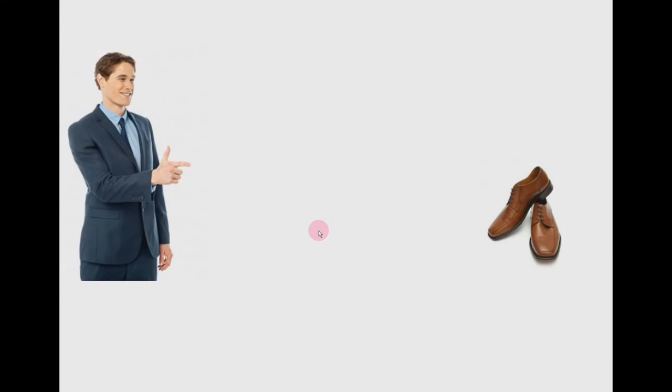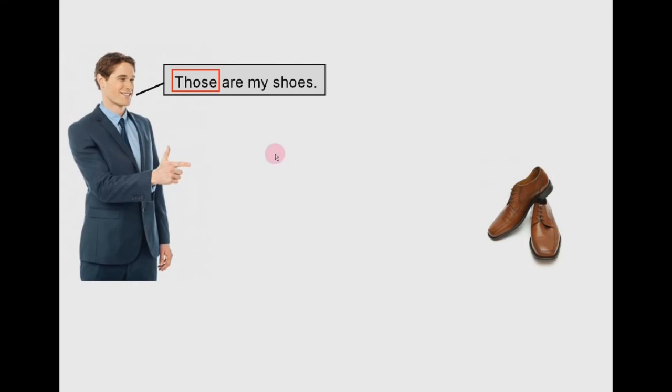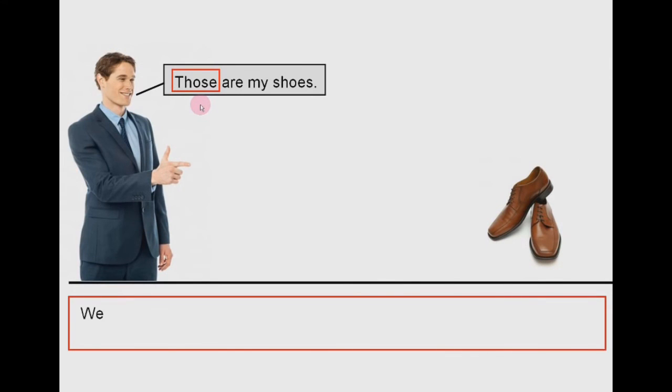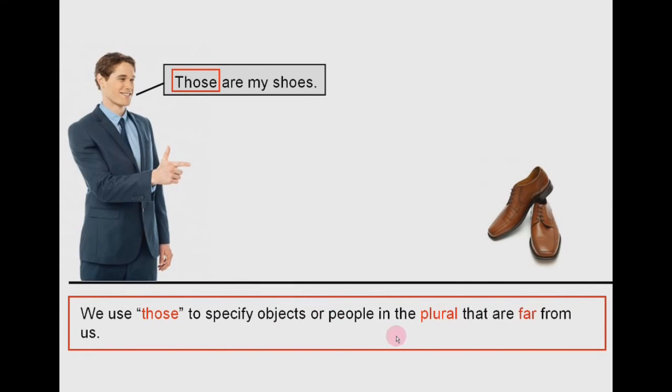And now in the plural, those are my shoes. So we are talking about objects which are far from the person who is talking, and this is the plural. There are 2 shoes. And so in the plural, we use the word those. We use those to specify objects or people in the plural that are far from us.